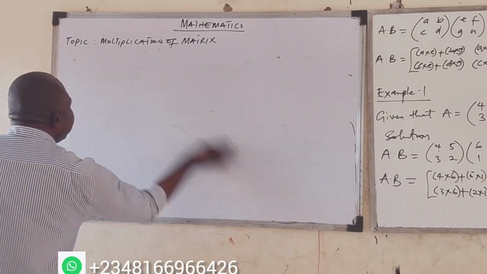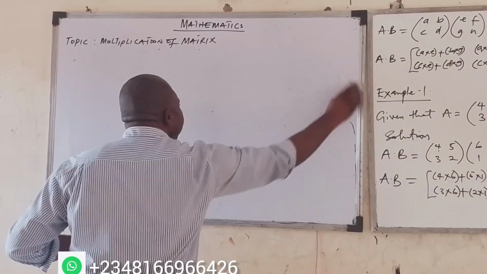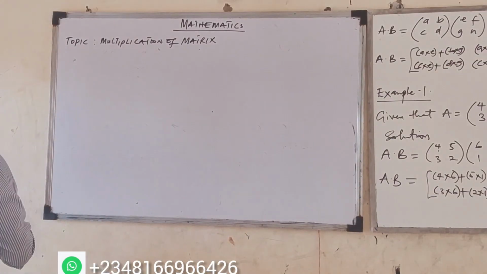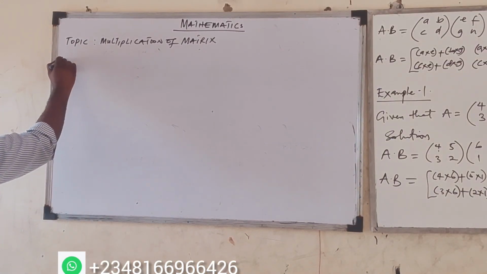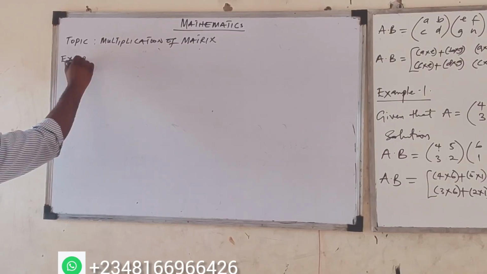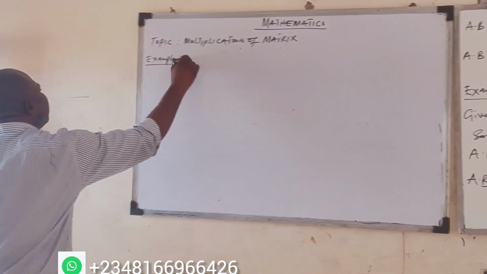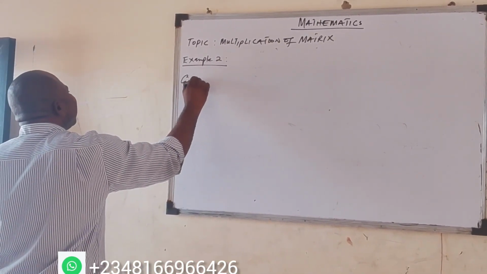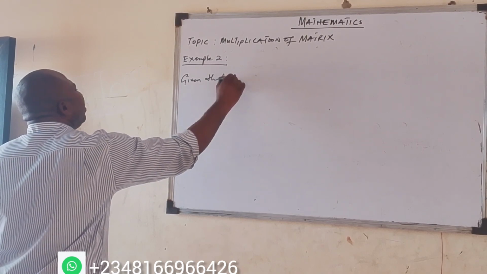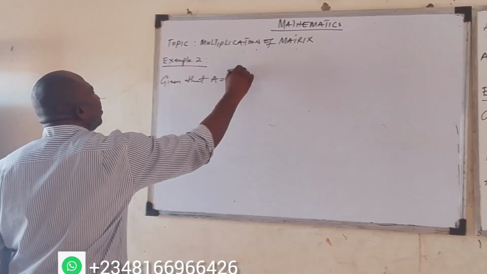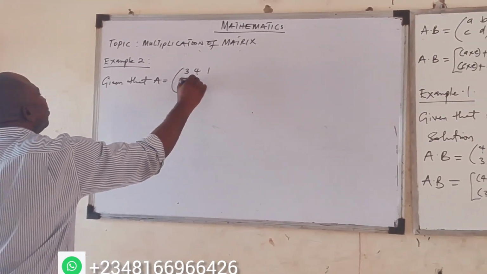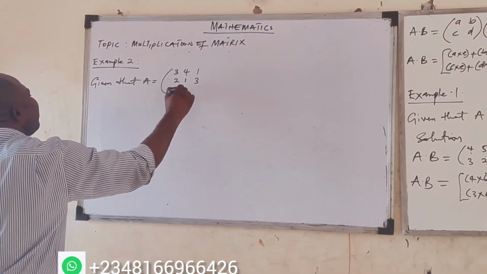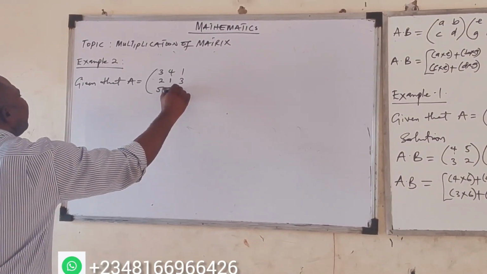Now let's look at this matrix. Let's call this example 2. Given that matrix A is equal to 3, 4, 1, 2, 1, 3, 5, minus 1, and 4.